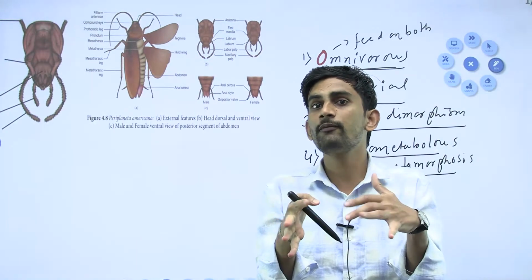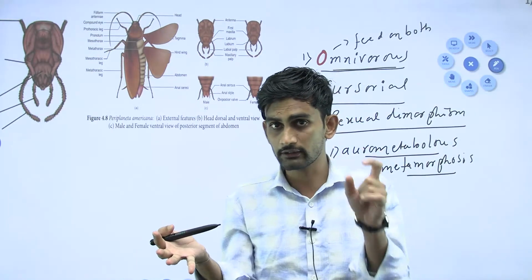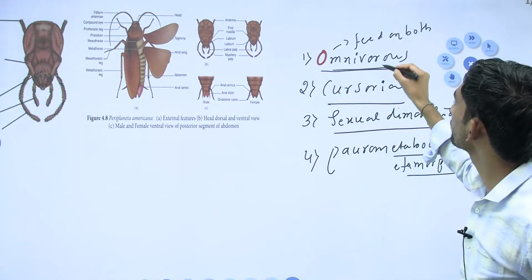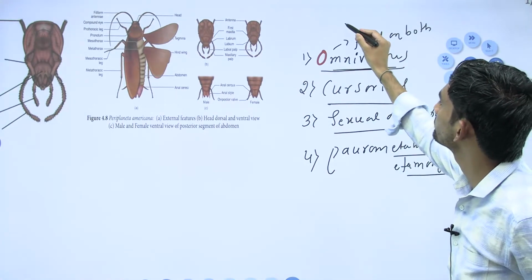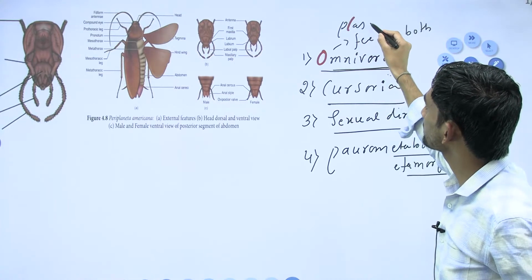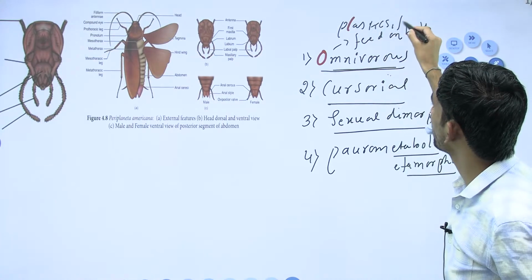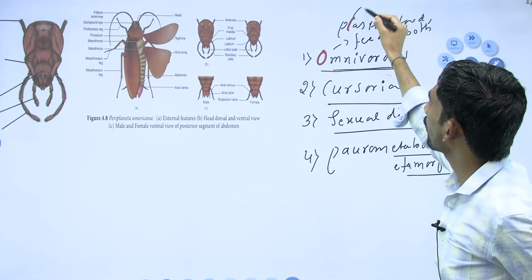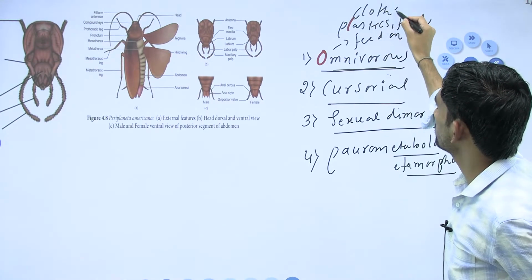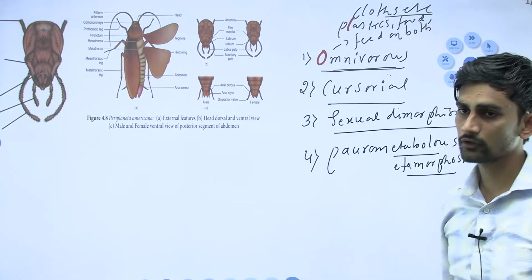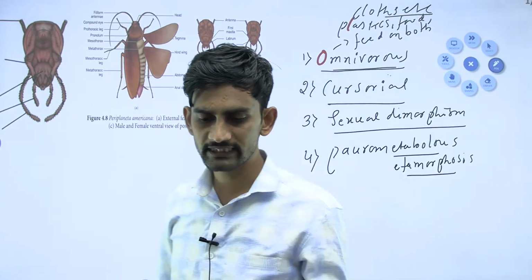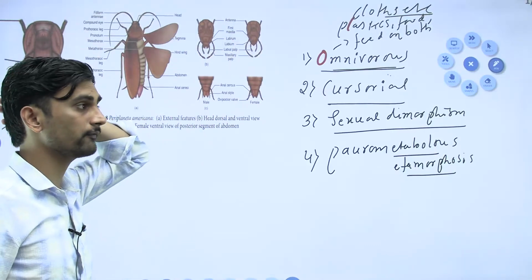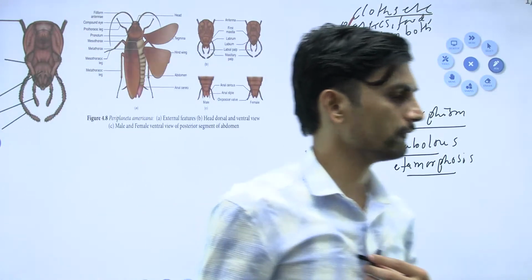What type of food material will they eat? Mainly these animals will eat plastics, we can say, whatever it may be. Cloths also, everything. So these animals have an omnivorous type of habit.